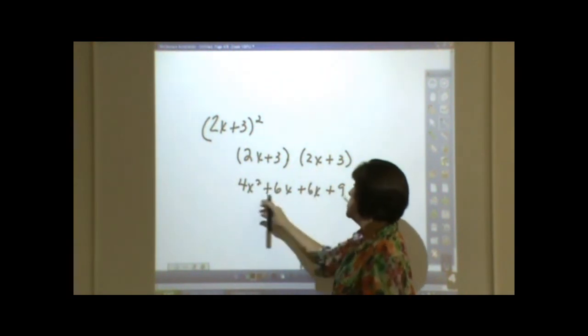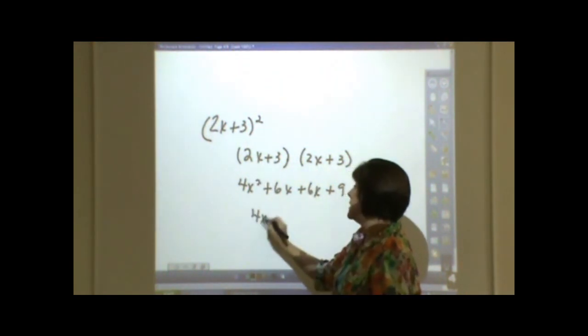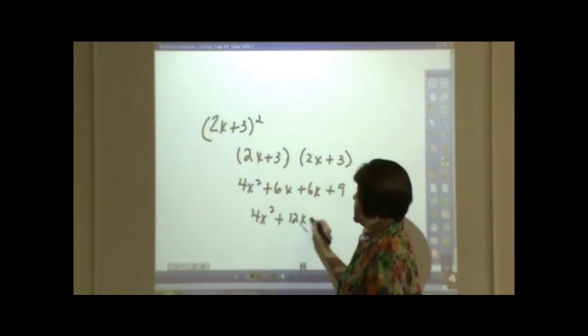Again, 2 terms times 2 terms yields 4 terms. Then collecting the like terms in the middle, we'll get a 12x plus a 9.